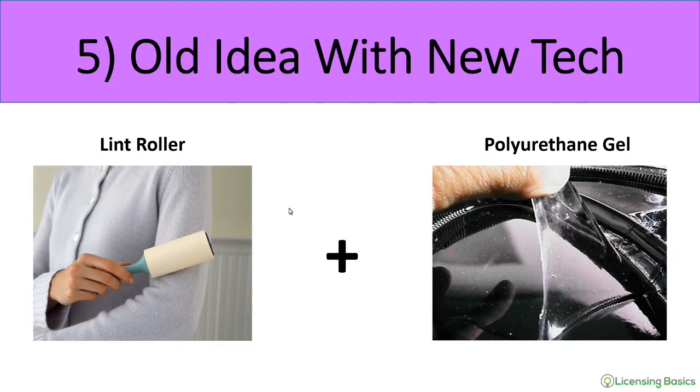Number 5, old idea with new tech. This one's kind of fun because you can find all sorts of new technologies in every different industry, and if you can implement these new technologies to old products, you might be able to have a new product on your hands. So on the left we have the lint roller.